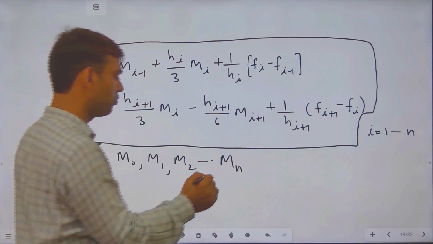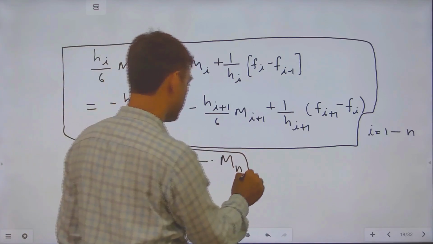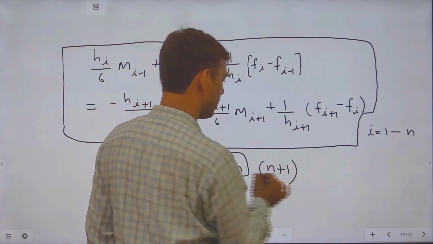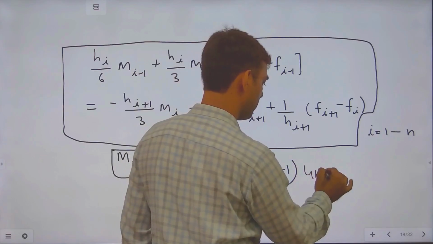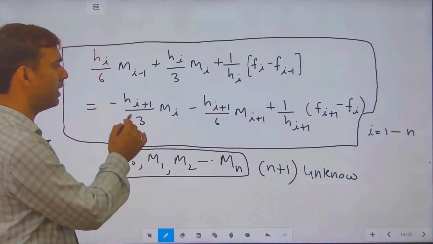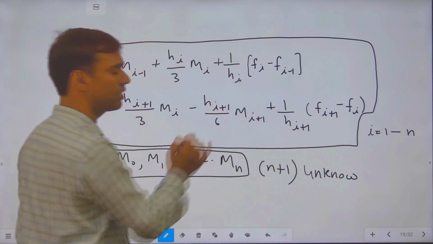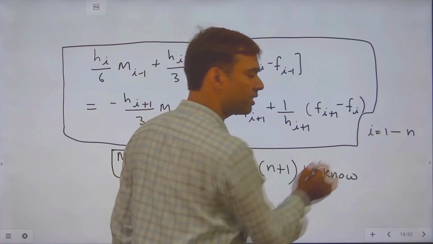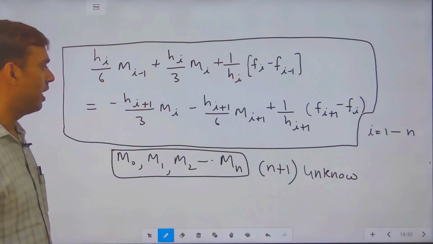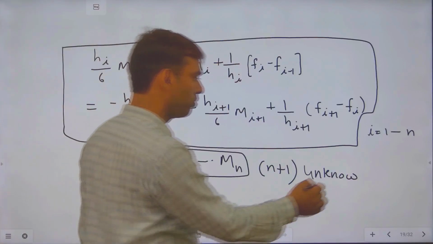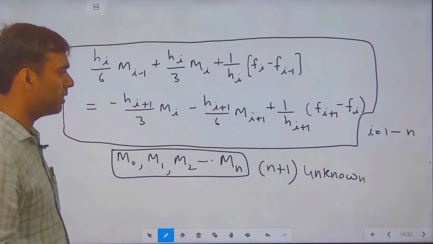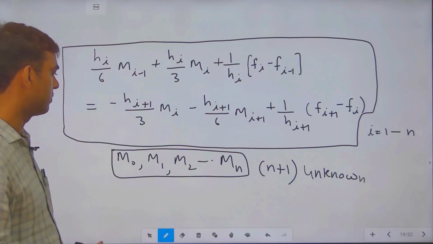So how many unknowns here? There are n plus 1 unknowns. And how many equations are there? There are n equations, because corresponding to i equal to 1 we get one equation, corresponding to i equal to 2 we get another equation, and corresponding to i equal to n we get another equation. So we have n plus 1 unknowns, but n equations.